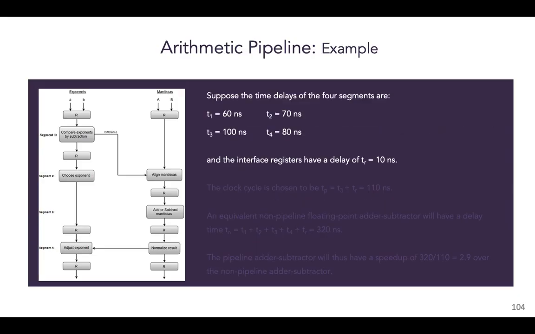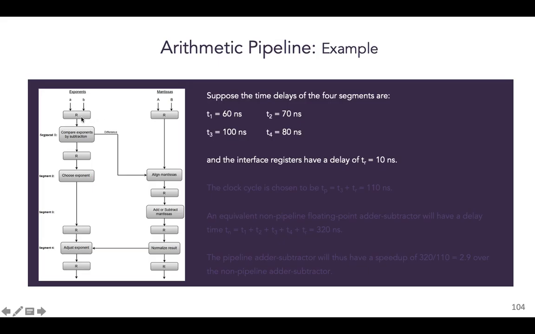Now let's take an example to see what kind of benefit this pipeline offers. We could have performed the same operation using a non-pipeline system where no segments were involved and there was just one circuit that performed the entire operation in one go. So why should we use a pipeline? Consider, for instance, that the time delays for the 4 segments in this pipeline are 60 nanoseconds, 70 nanoseconds, 100 nanoseconds, and 80 nanoseconds. For example, suppose these were the time delays of these 4 segments. This is the amount of time each of these segments is taking to perform its assigned sub-operation.